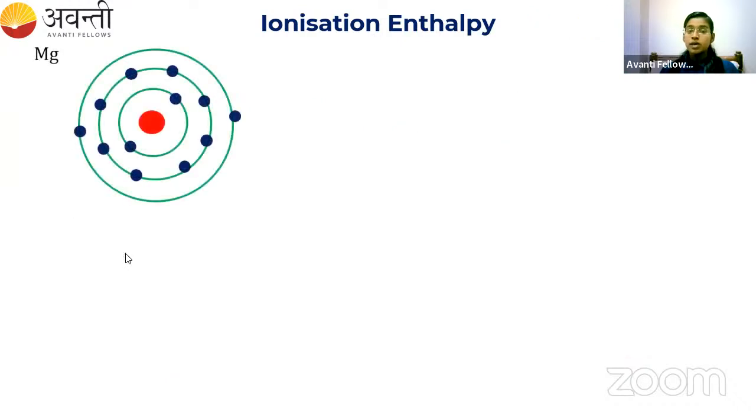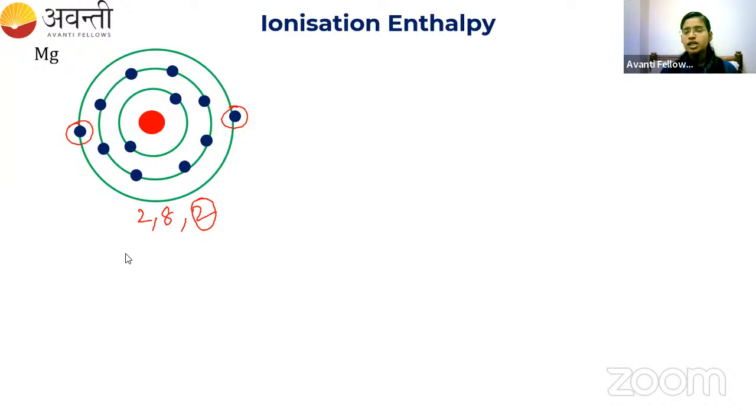So here I am taking magnesium. All of you know that the atomic number of magnesium is 12, and there will be 2 electrons present in the outermost shell. So the shell electronic distribution will be 2, 8 and 2, right? So there are 2 electrons present in the outer shell. These are those 2 electrons.